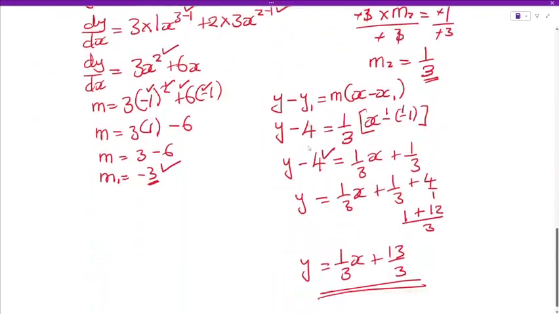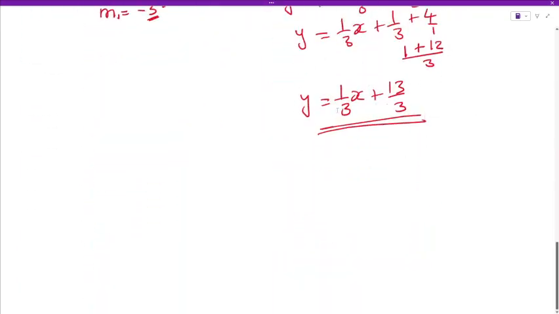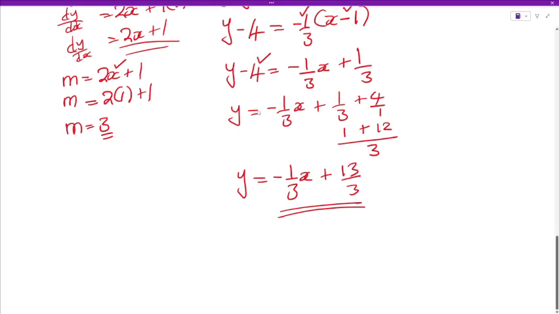Okay, where is our 13? Yes, right there. Same answer, except here the gradient is negative. In this question it's positive. Yeah, so you can see, as simple as that. This can only become simple when you are practicing.